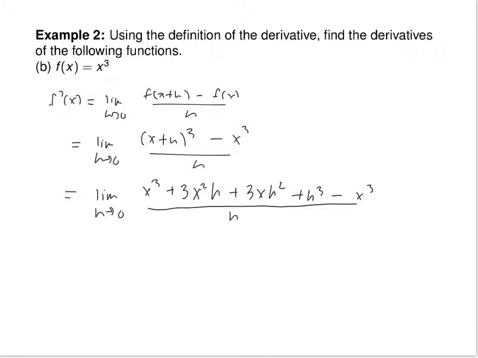But the basic idea is you take x plus h multiplied by itself 3 times, you do massive amounts of distribution, and you combine like terms. That's what happens. The important thing from this example is that you get the pattern that's happening.